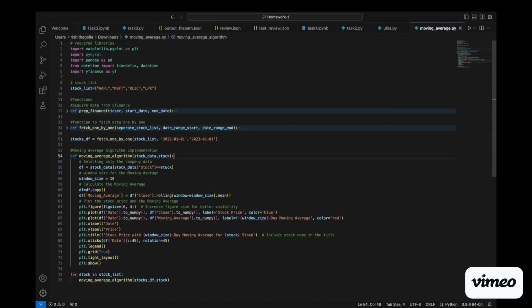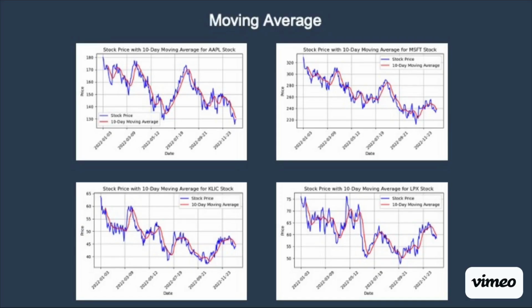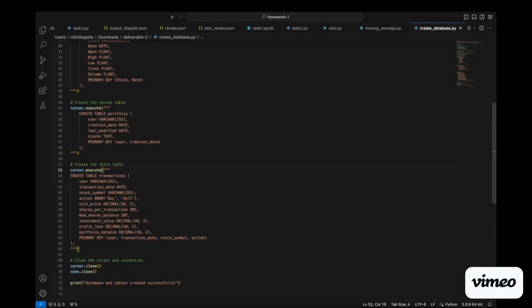We implemented a simple moving average algorithm. For that, we used 1 year stock price data of 4 companies, including Apple, Microsoft, KLIC, and LPX. These are the outputs generated by the moving average algorithm. Now let's take a look at how we updated our database.